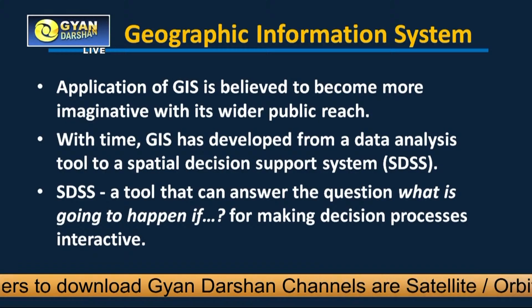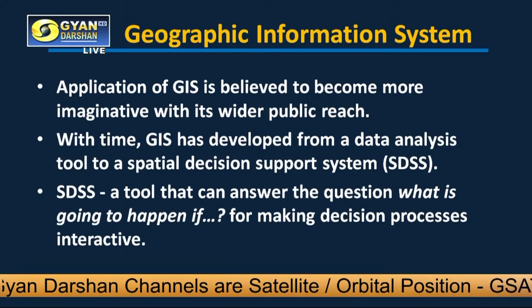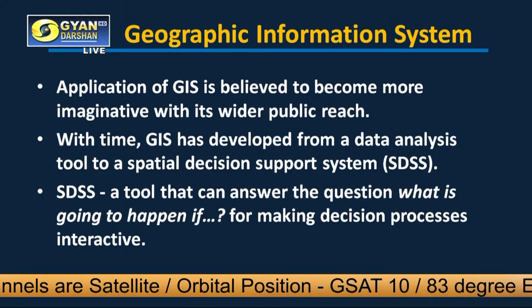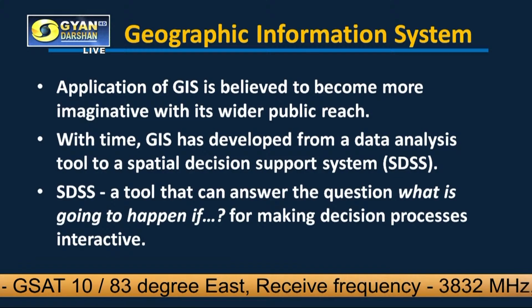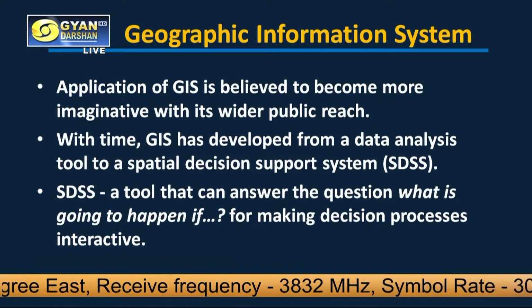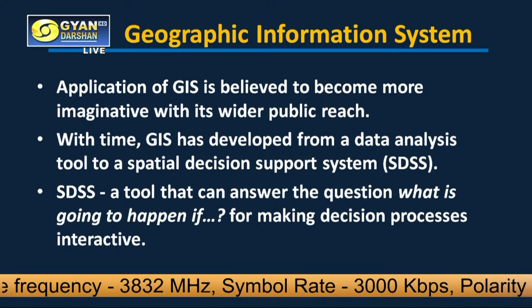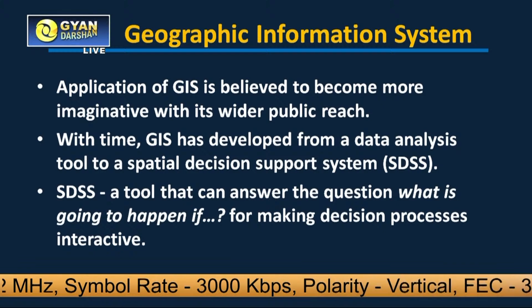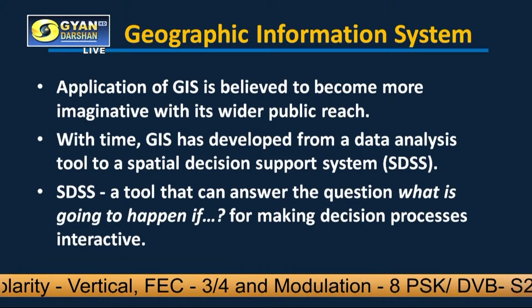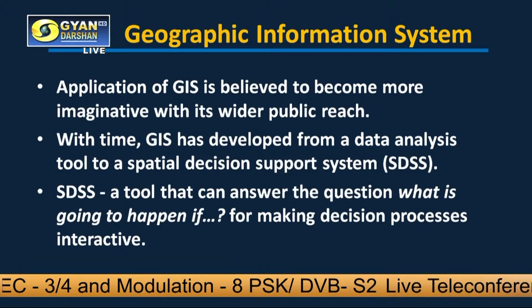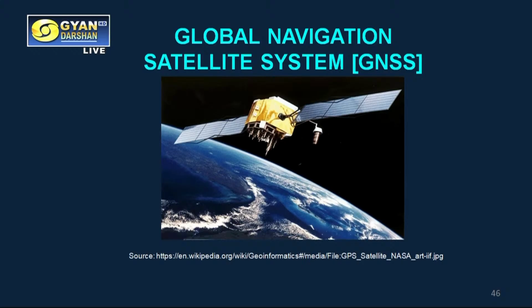Let us come to the applications of GIS. Applications of GIS are very much used in the wider public domain. With time, GIS has developed from a data analysis tool to a spatial decision support system. And a spatial decision support system is a tool that can answer the question, what is going to happen if, making decision processes interactive. Now we come to the next component, that is the Global Navigation Satellite System, GNSS.